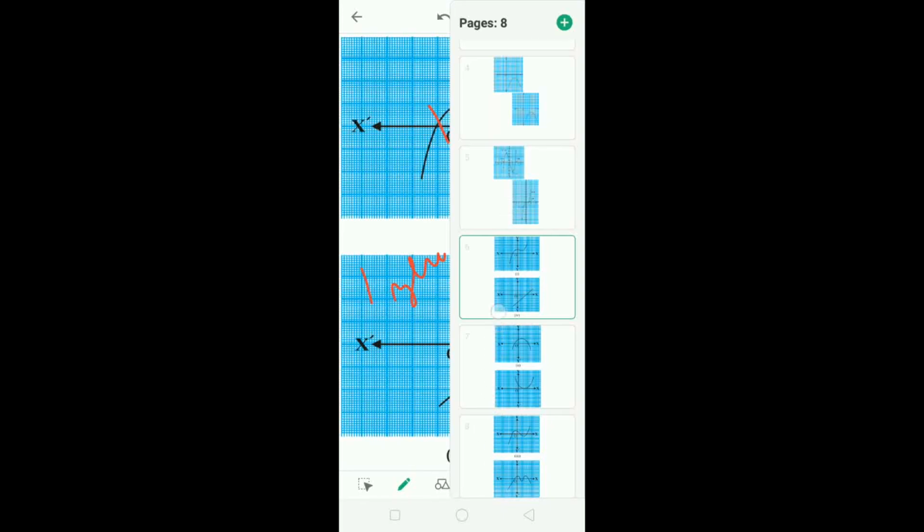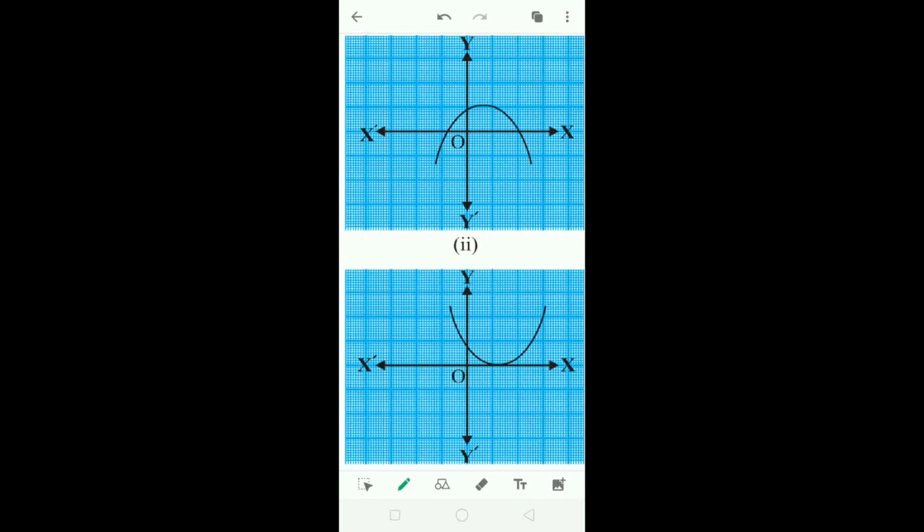Look at this diagram and tell me how many zeros of the polynomial it contains. Just look at the diagram carefully, and where the graph is intersecting the x-axis, here and here. So what is the answer? 2 zeros of the polynomial. And here it is intersecting at only one point. So here it is 2 zeros of the polynomial, and for this one it is 1 zero of the polynomial.